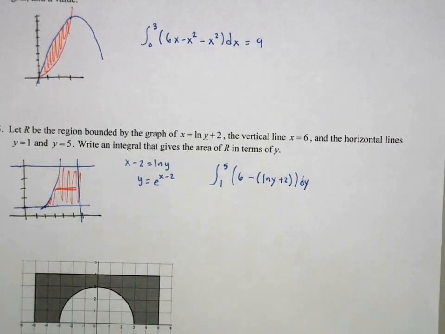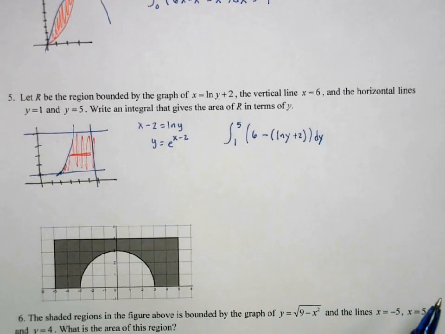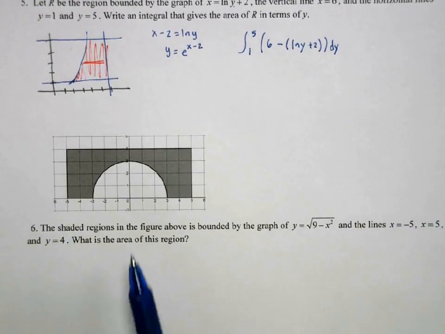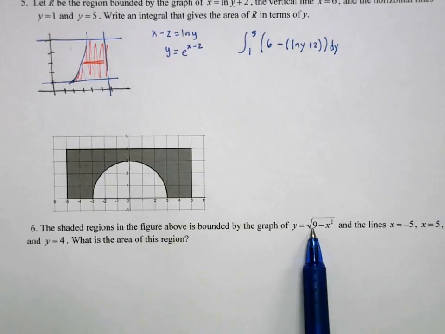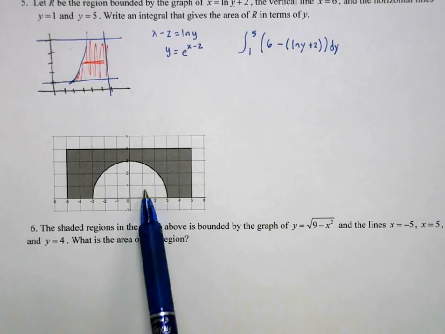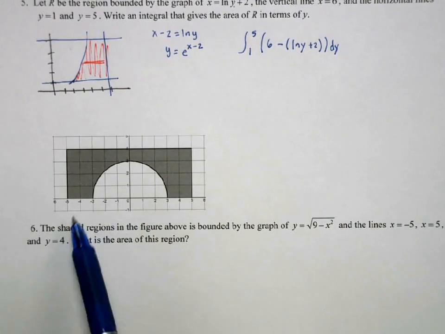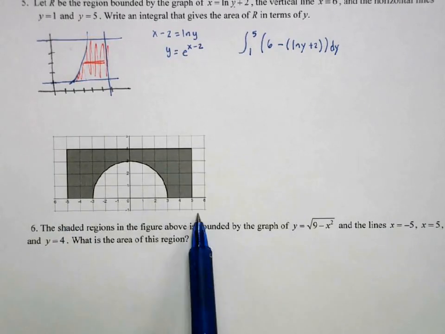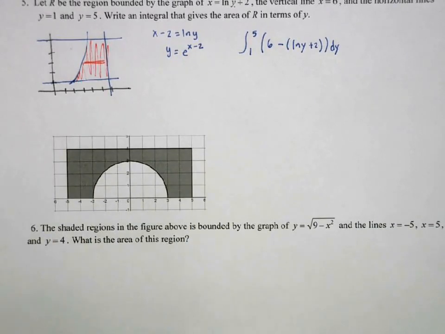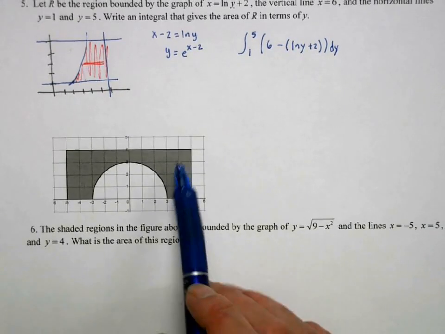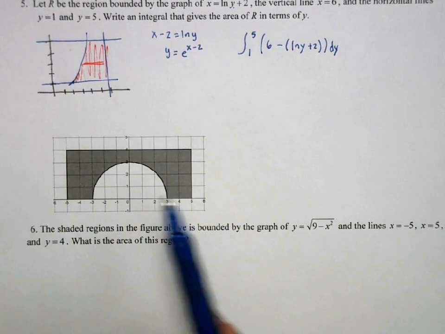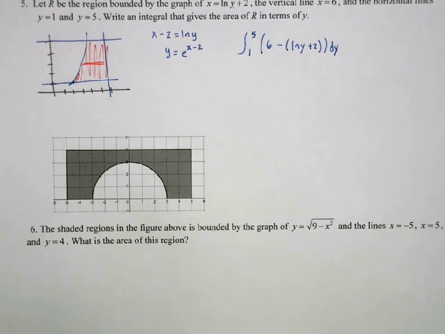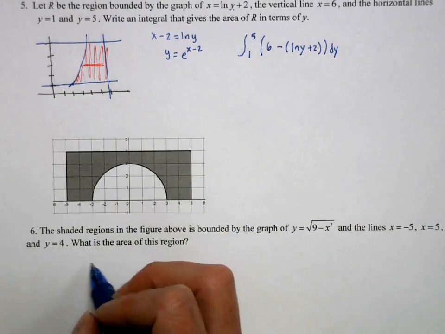Okay, here, the shaded region for the figure is bound by the graphs of root 9 minus x squared, so that's this semicircle here, and the lines x equals -5, x equals 5, and y equals 4. What is this area? Well, essentially what I'm going to do here is I'm going to find the area of this rectangle, and I'm going to subtract the area of the semicircle. So the area of the rectangle would be, we're going from -5 to 5, so that's 10, and a height of 4. And then I'm going to subtract.